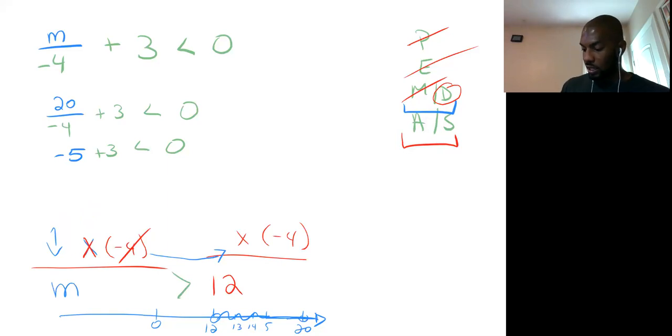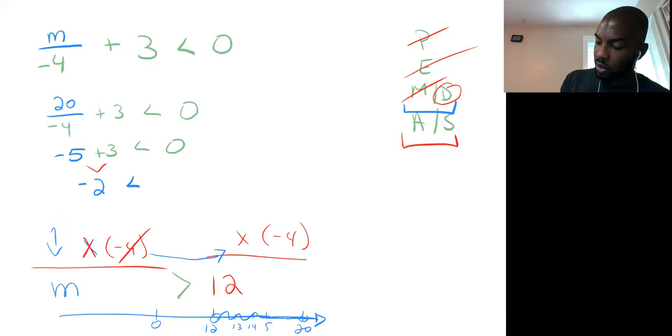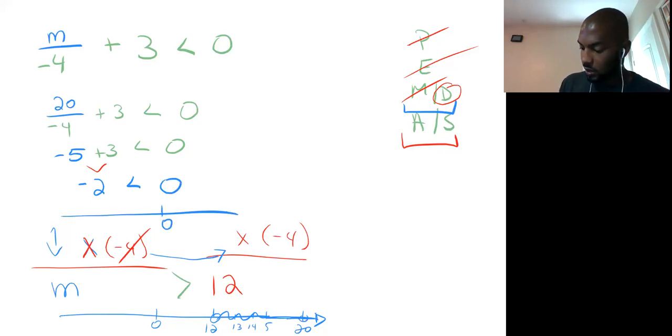What about addition and subtraction? Yep, right there. Negative 5 plus 3 is negative $5 I owe somebody, and then I pay them $3. Now I only owe them $2. Is negative 2 less than 0? It is. How do I know that? Here's 0. Here's negative 2. It is to the left of 0. Therefore, it works out. And my answer is good.